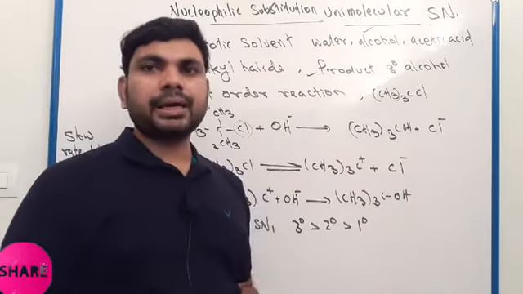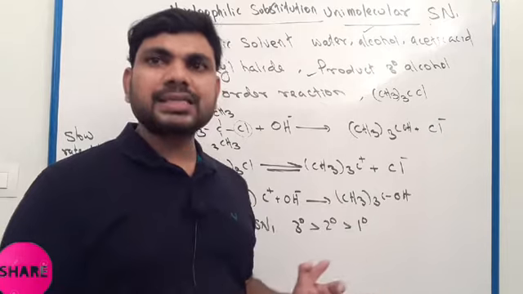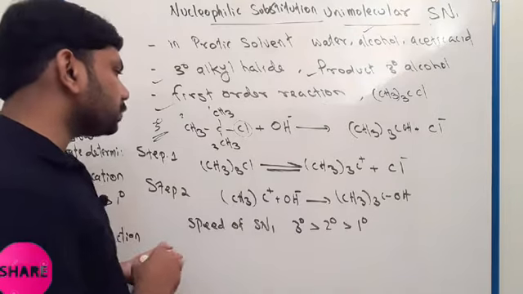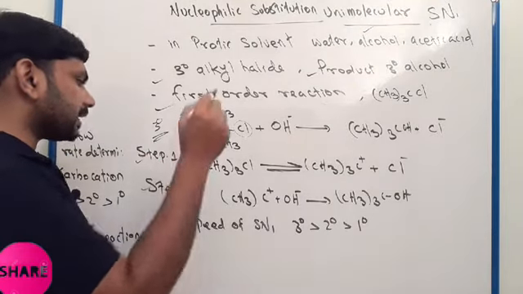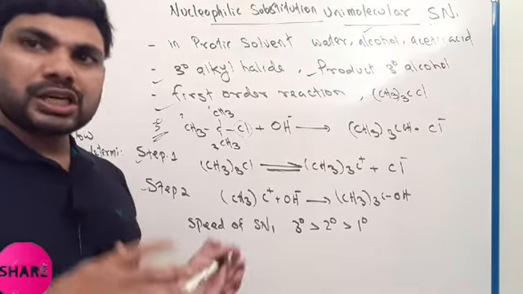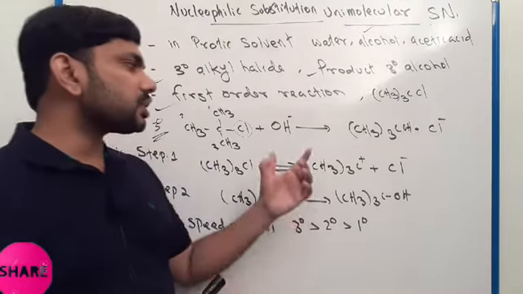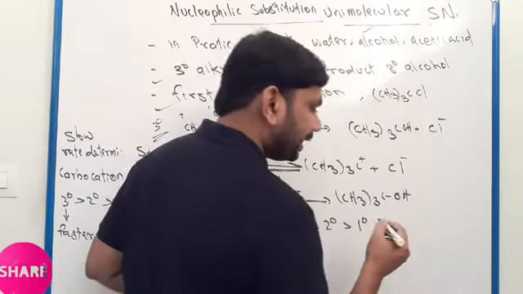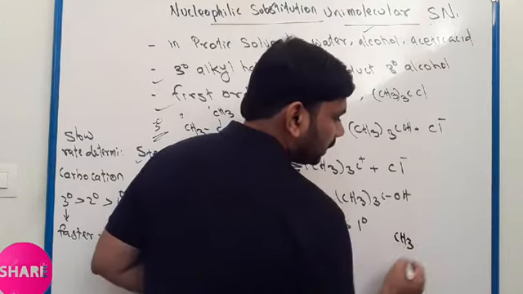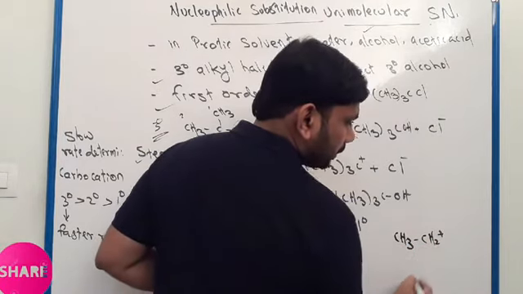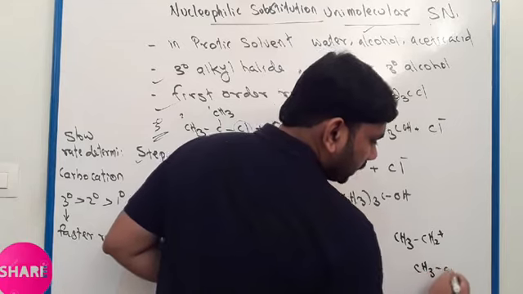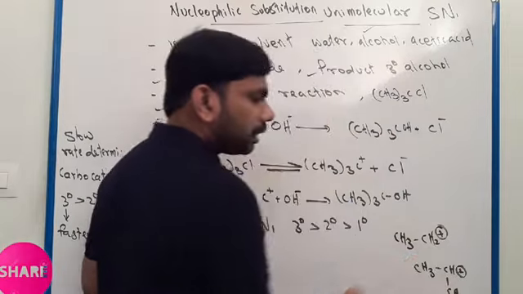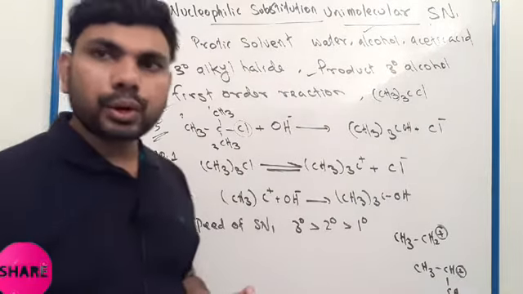It is the SN1 mechanism. This SN1 mechanism takes place in 2 steps. This is the first step, this is the second step. In the first step, tertiary alkyl halide changes to tertiary carbocation. What do you mean by carbocation? You learned in grade 11 that carbocations are like CH3 CH2 plus, CH3 plus. So a hydrocarbon with a positive charge is a carbocation.